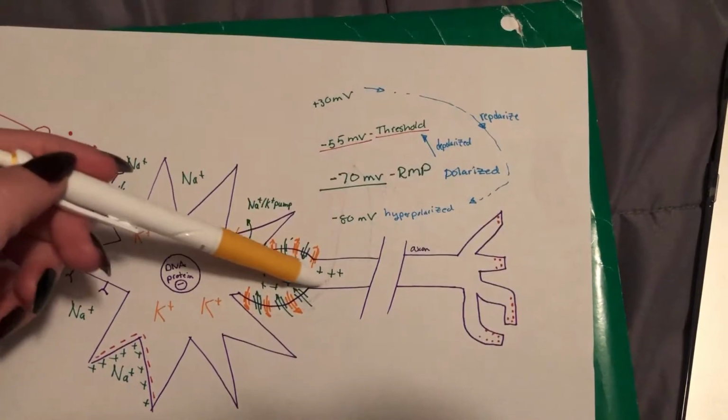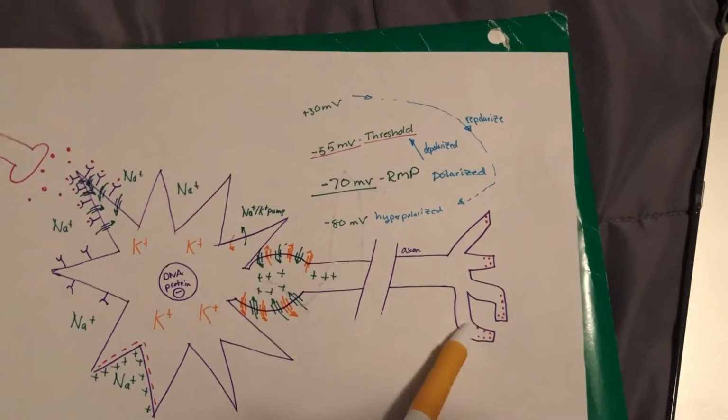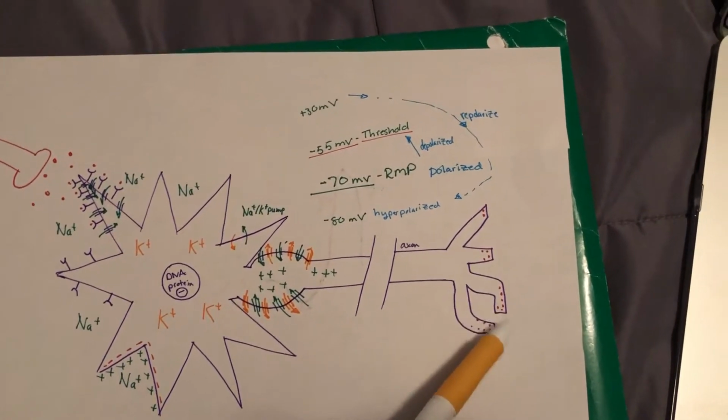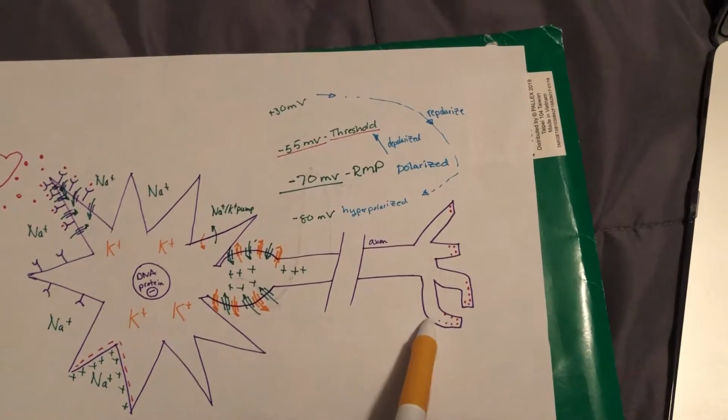And then this will just happen all throughout until it reaches the axon terminals, which is where the neuron will release a neurotransmitter.